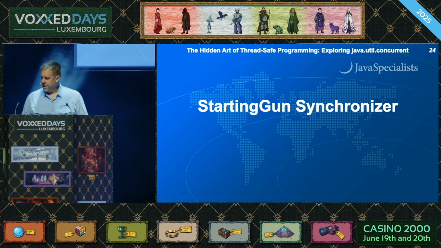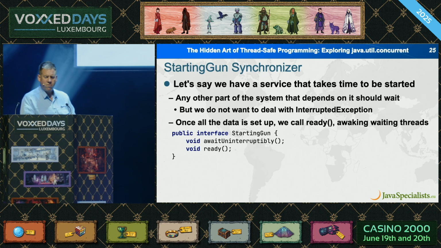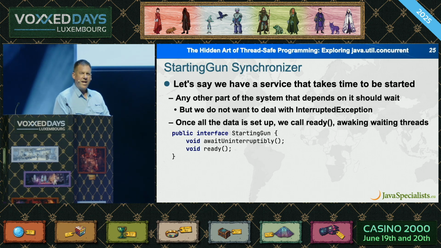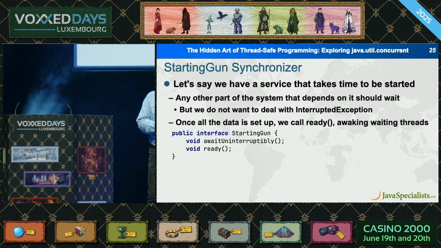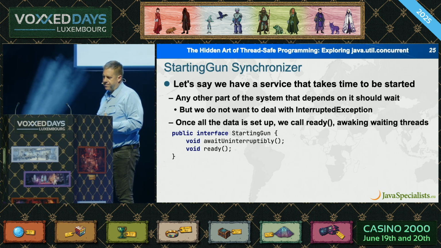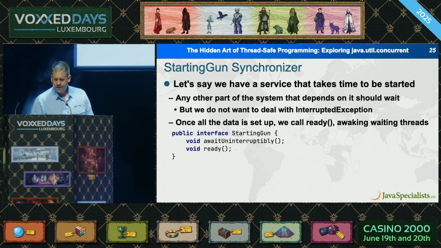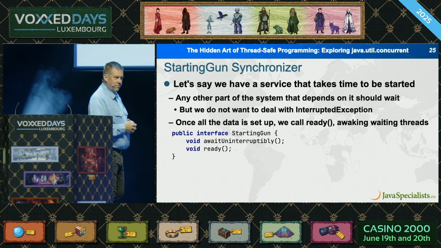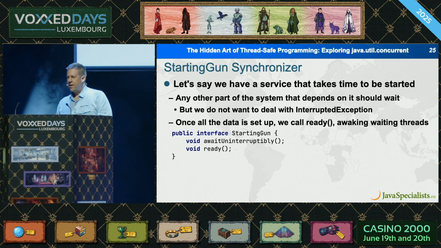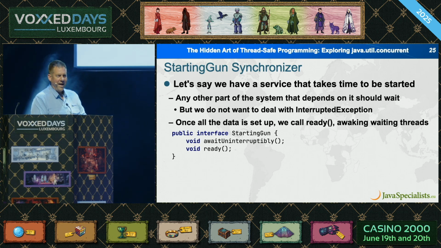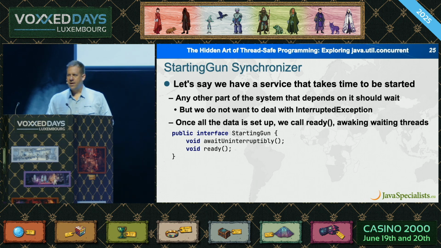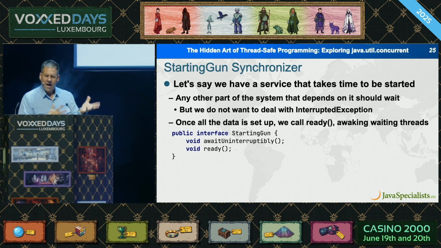All right, another one is the starting gun synchronizer. Let's say I've got a service that I want to start. It takes some time to start, and I want the other threads, or the other parts of the system, to use the service, but it must be available, and we want them to wait until it's been fully initialized. But I don't want interrupted exceptions everywhere. So I could use something like the CountDownLatch, and it's pretty close to what I want, but not exactly, because I want it to be uninterruptible.